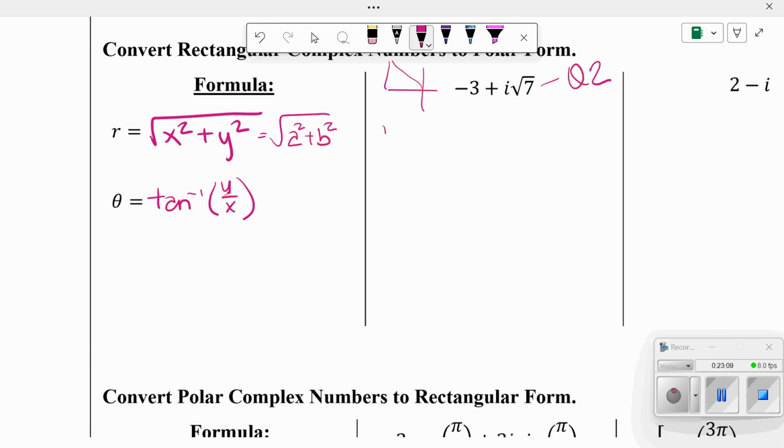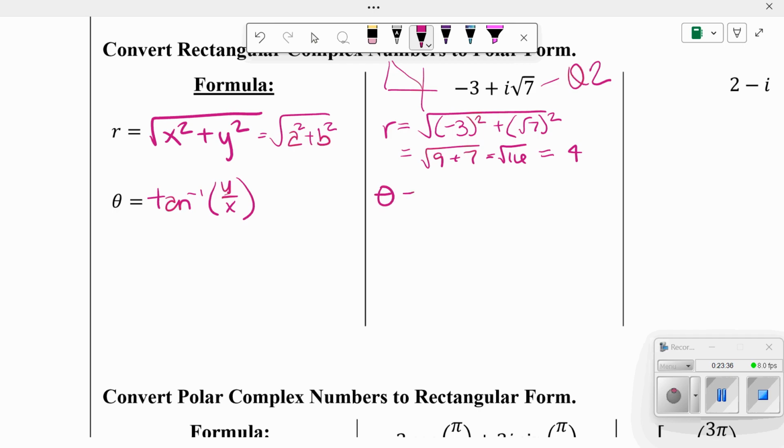All right, let's find our r value. We're going to take the square root of our real piece, which is -3, squaring that, and then squaring our imaginary piece, which is the square root of 7. The square root of 3 squared, of course, is 9. The square root of 7 squared is 7. Well, this turned out nice. You guys get 4 for r.